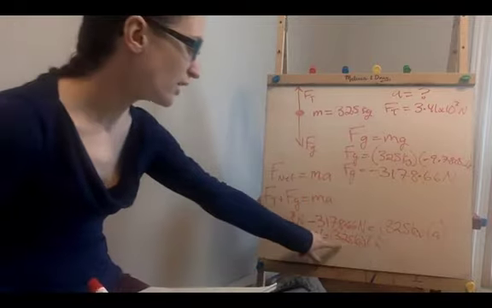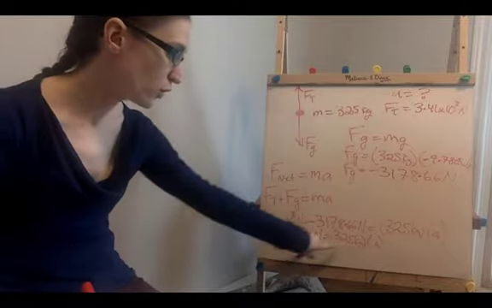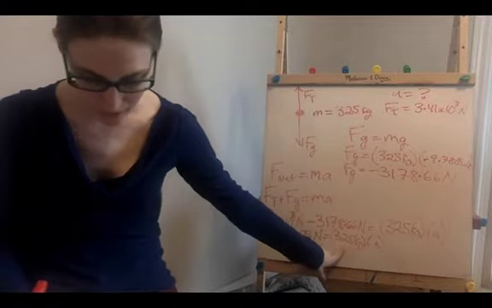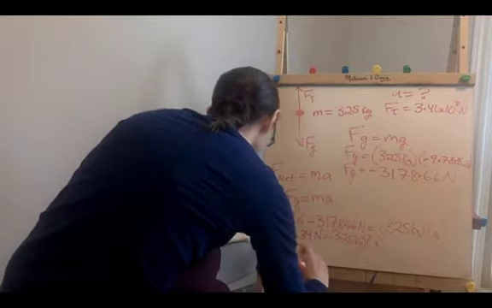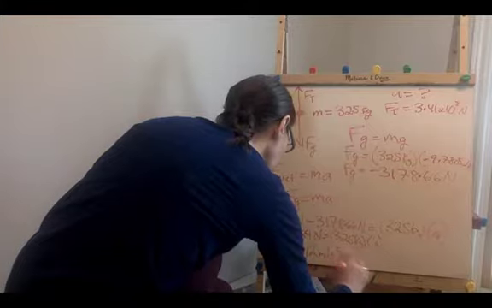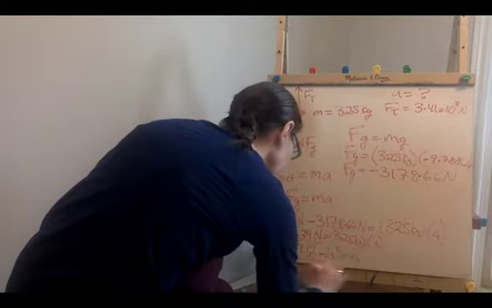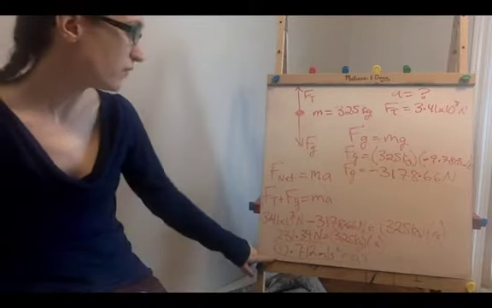And then it's just dividing both sides by 325. Okay, so 231.34 newtons divided by 325, and we get a value of 0.712 meters per second squared, which is equal to our acceleration. Okay, so there's our acceleration of the block. And it's positive and it's moving up.